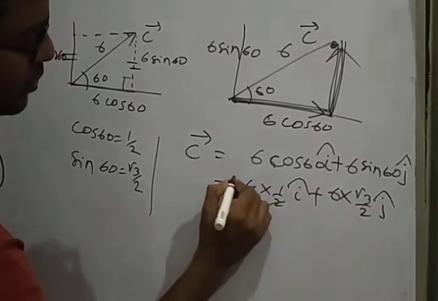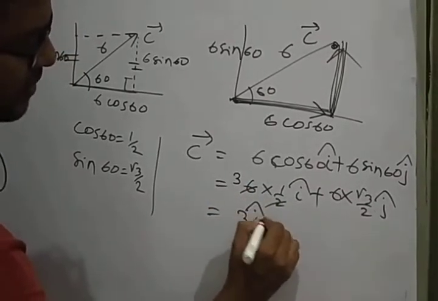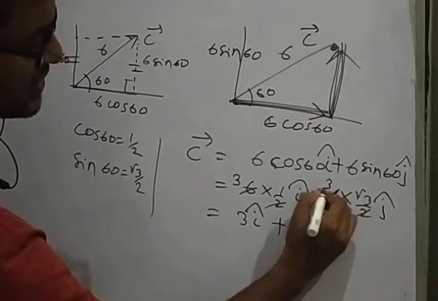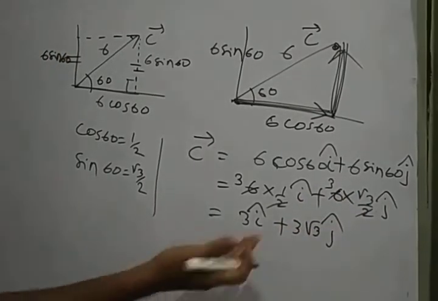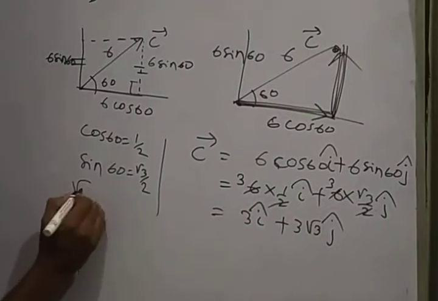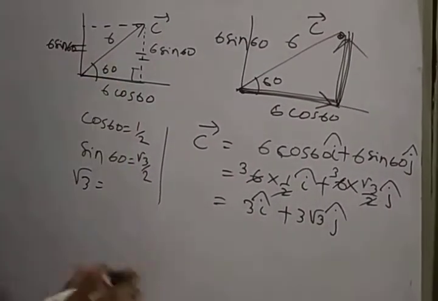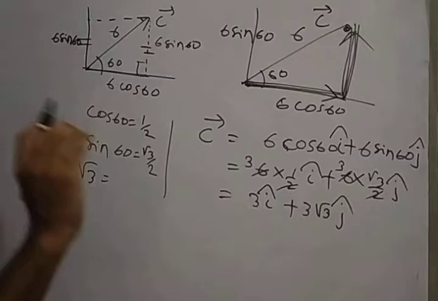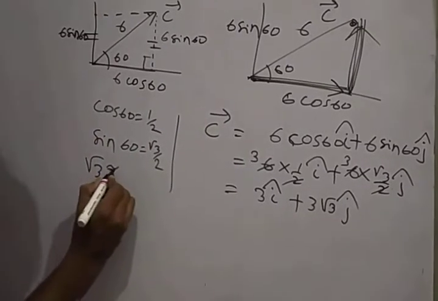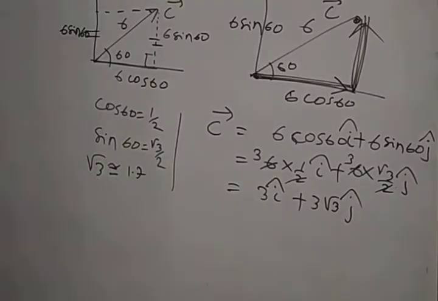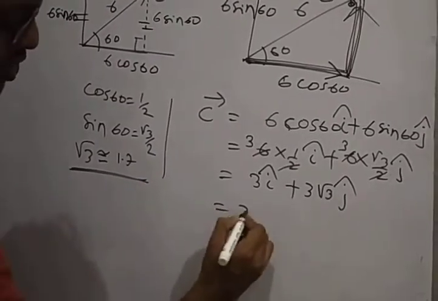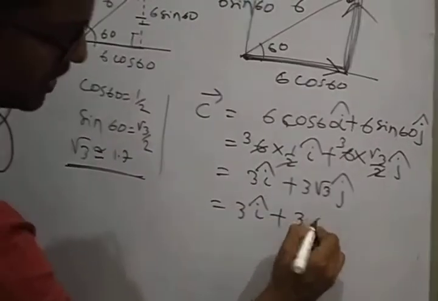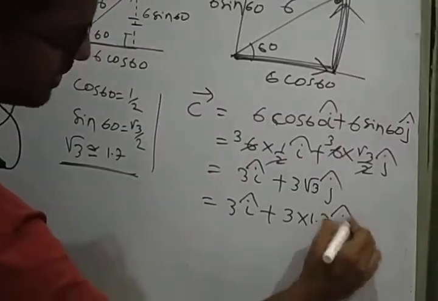Now this will be 2 3s are 6, 3 i cap plus again 2 3s are 6, 3 root 3 j cap. So this is very simple. Now for easy calculation, since I want you to understand this problem, I am not taking a very accurate value. I am taking a simple value, let it be 1.7. So I am putting root 3 equal to 1.7 here. So 3 i cap plus 3 into 1.7 j cap.